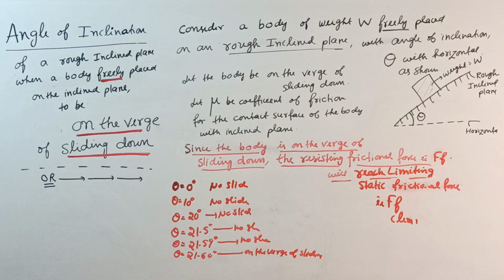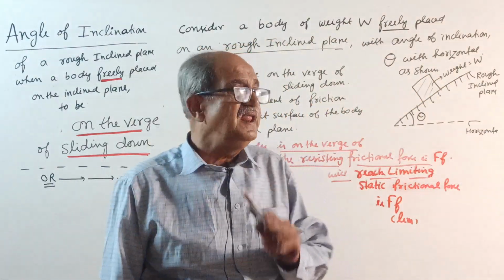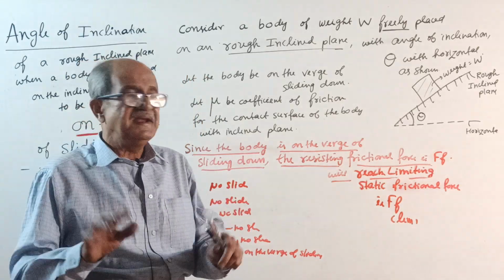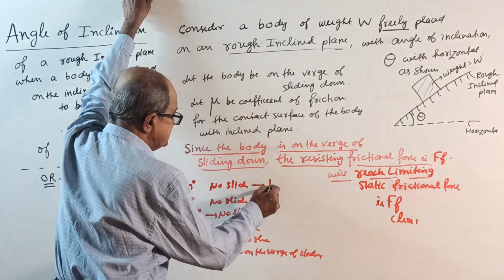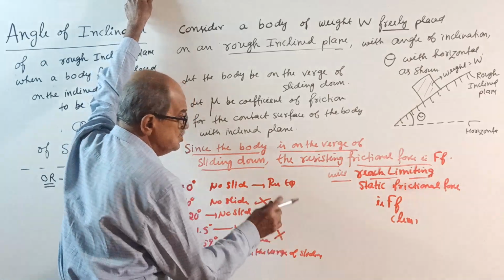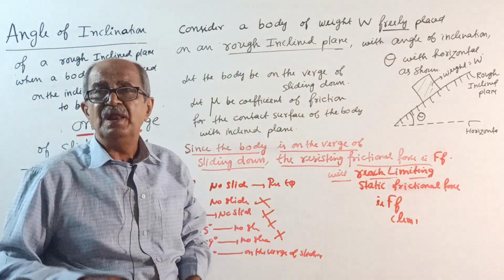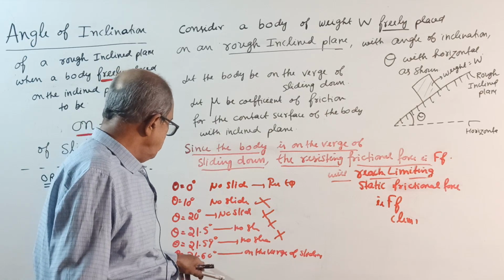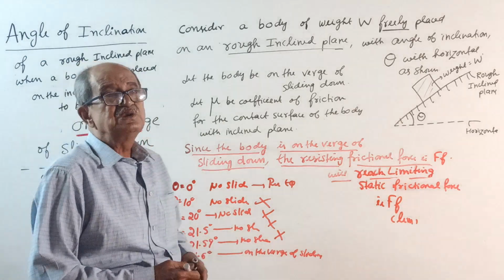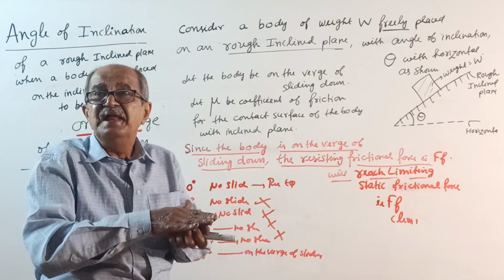On the verge of sliding. Imagine how much? 21.6 degrees. Therefore, if the angle is from 0 degrees up to 21.6 degrees, the body will be at rest. No sliding means rest or equilibrium. The vehicle will remain there only. Now, when theta is 21.6 degrees, slowly it starts sliding down.